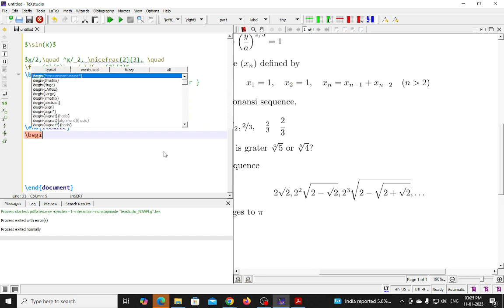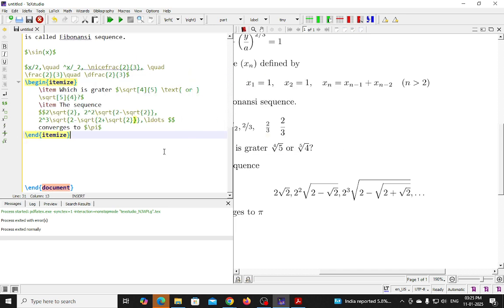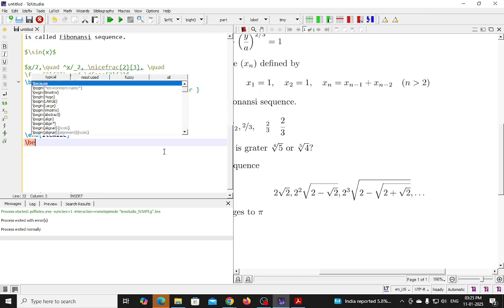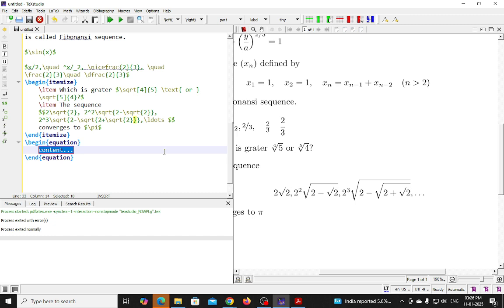Begin equation. If something is wrong, it will suggest otherwise. Atomize, begin equation. Now again different options you can see. One more option is there, equation array. Begin equation, end equation.